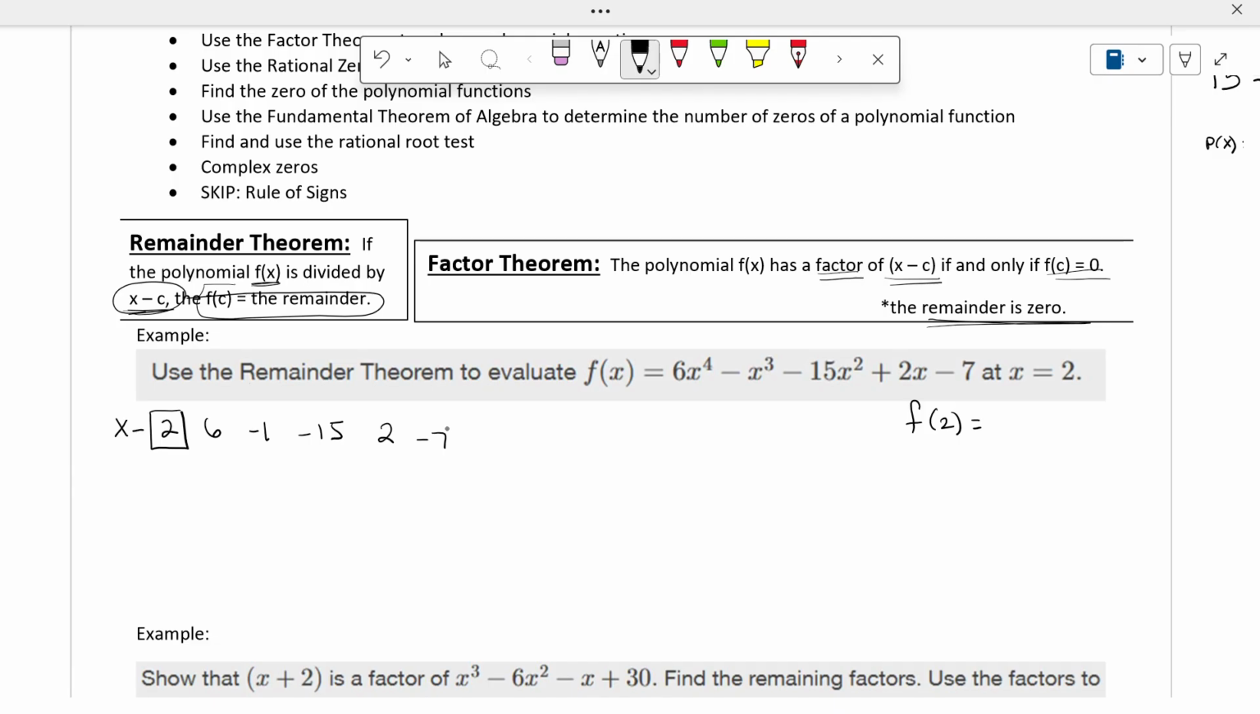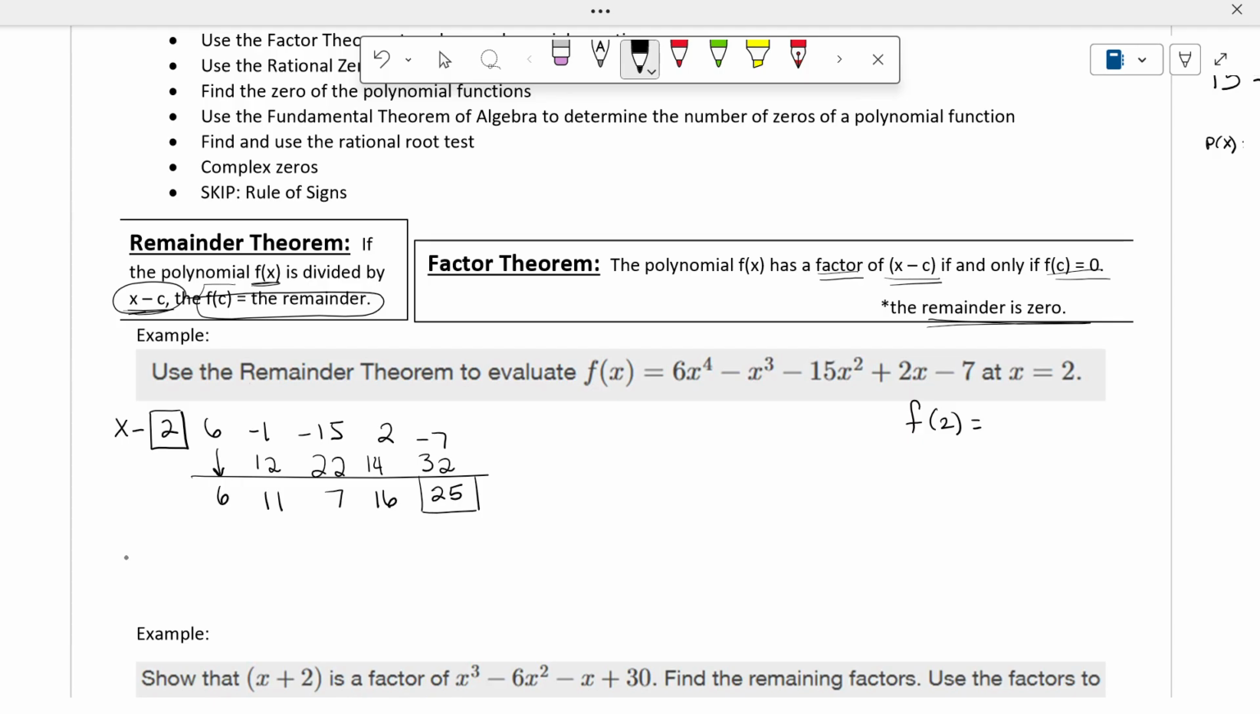Okay, so now bring the 6 straight down, multiply by the number in the box, add them, and repeat: multiply by the number in the box, add them. Did not get a remainder of 0. Instead, I have a remainder of 25. Here's what this means, and I know we discussed it in the previous section.